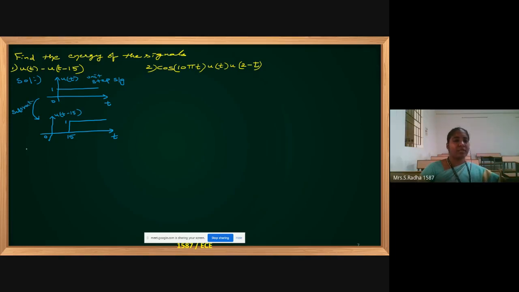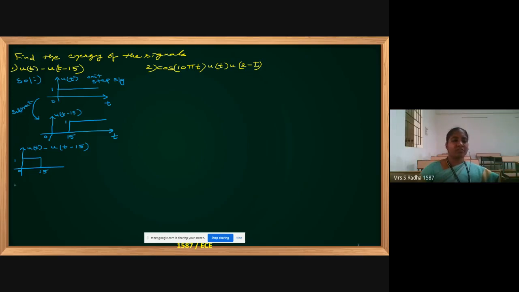Final diagram will be in this fashion. So you are subtracting the second signal from the first signal. So we will have only 0 to 15, with height 1, and this is the given question, u of t minus u of t minus 15.